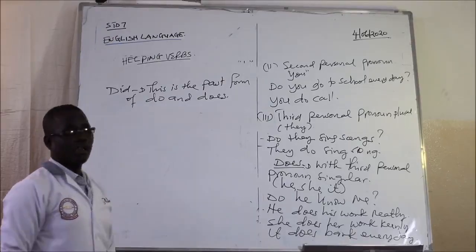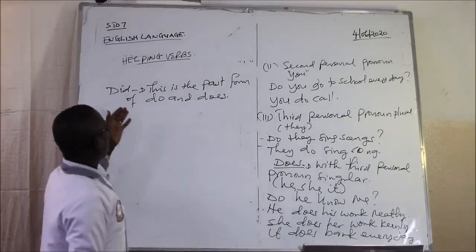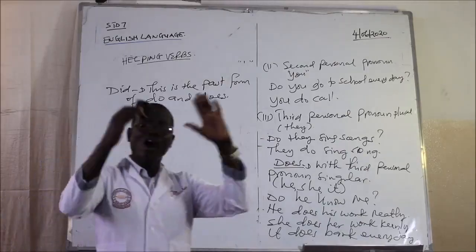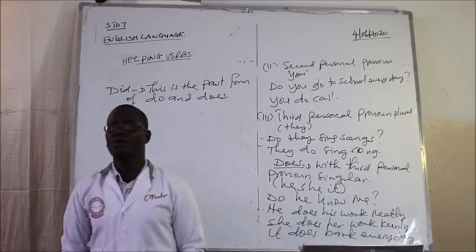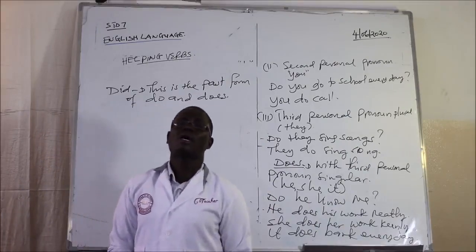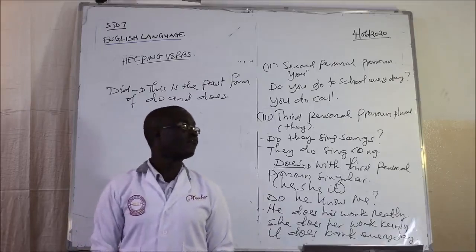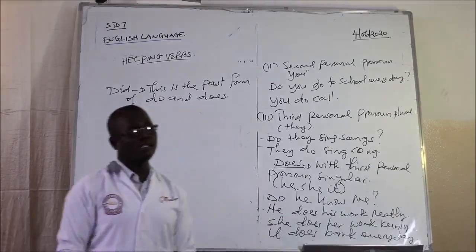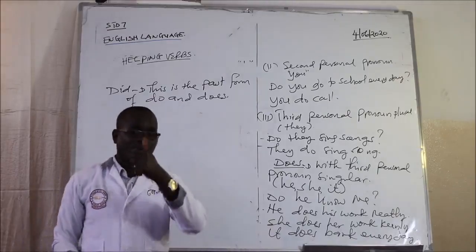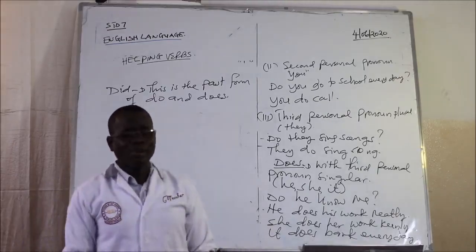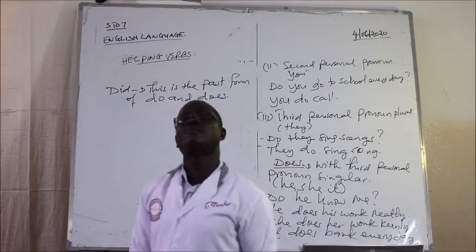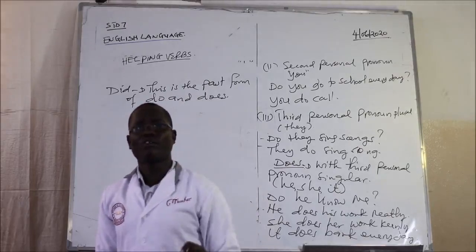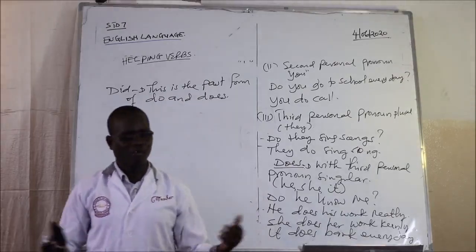Therefore, if it is the past form of do and does, then all personal pronouns can be used with helping verb did. This is now very simple. But again, the important thing to remember is that whenever you use these forms of helping verb do, make sure they are followed by the base form of the verb.